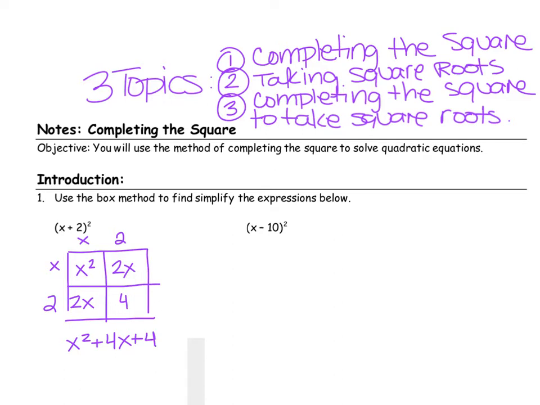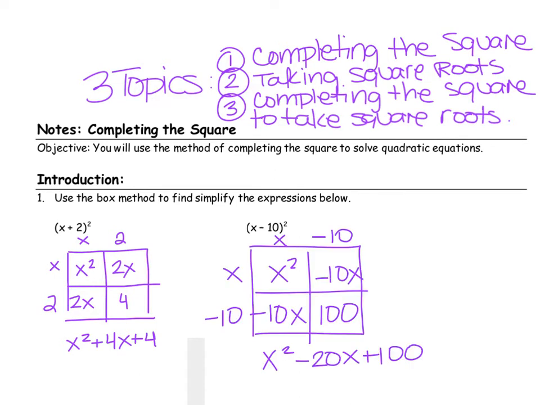You should probably pause the video and try the next one on your own, and when you're ready, restart. If you multiply x minus 10 by itself and rewrite it in standard form, you should get x squared minus 20x plus 100. So now that we know what it looks like to write a perfect square in standard form, we're going to go the other direction.